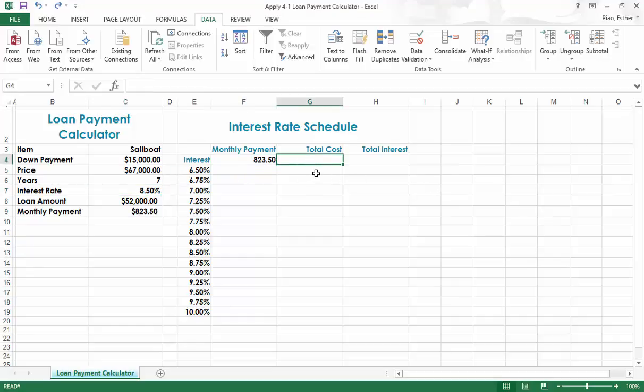And what's the total cost? There are two ways you can calculate it.